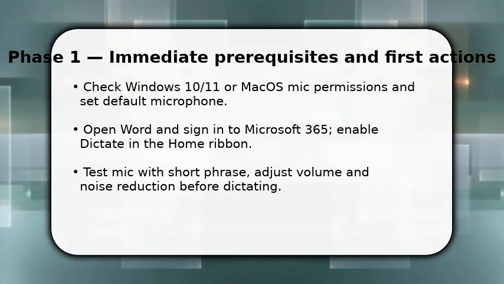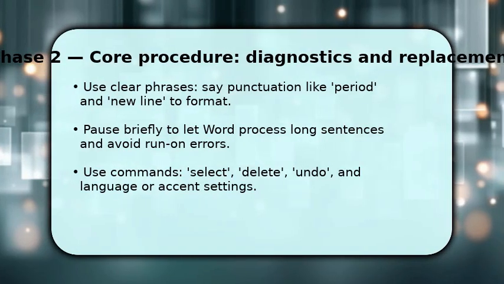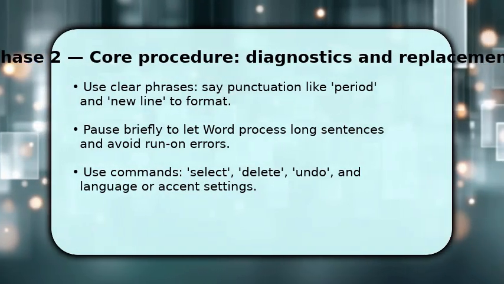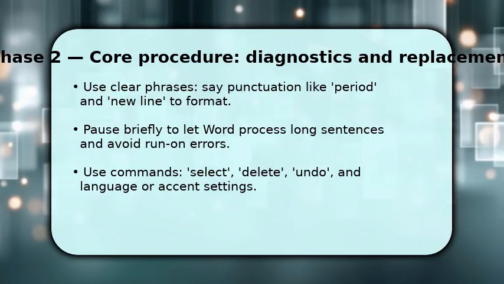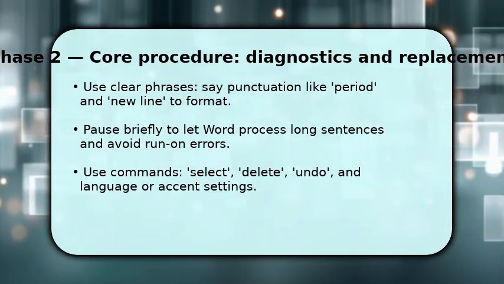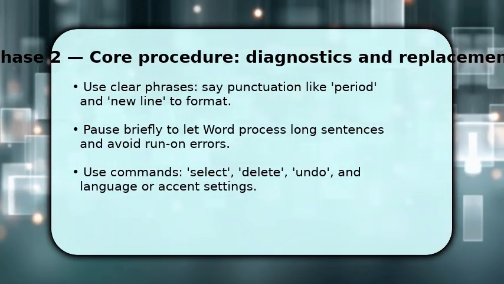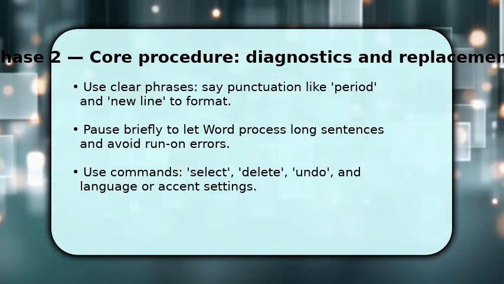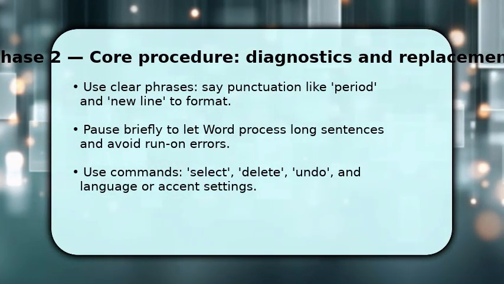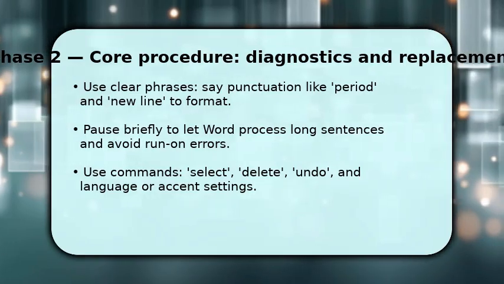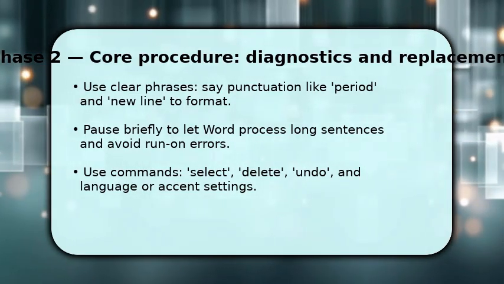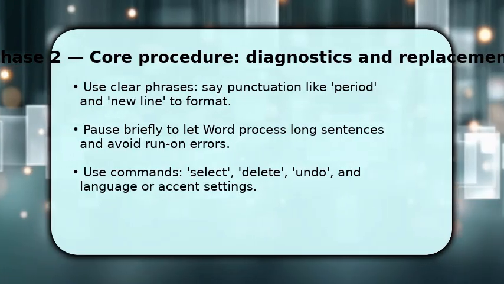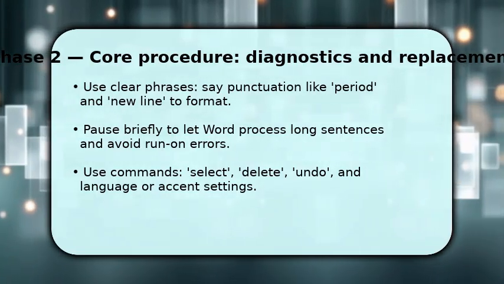Now focus on controlling what you say and why it matters. Speak at a steady pace and enunciate punctuation. Say comma, period, or new line, so Word inserts correct symbols and breaks. Pause briefly after complex clauses. This gives the cloud service time to transcribe accurately and reduces run-on mistakes. Use voice editing commands like select previous sentence, delete that, or undo to fix text without typing.